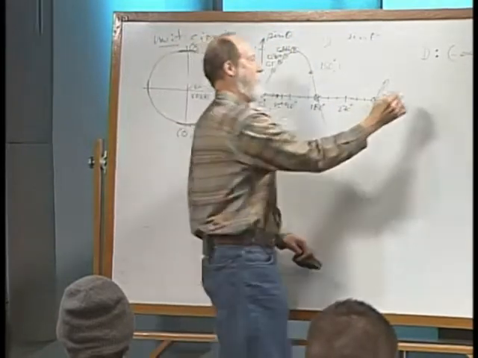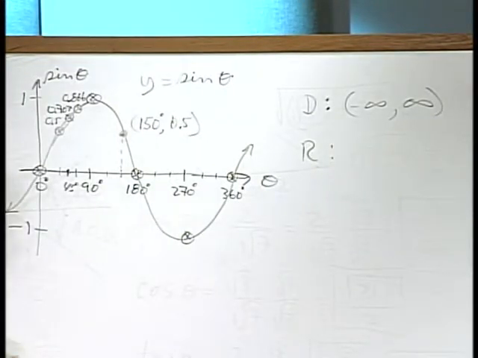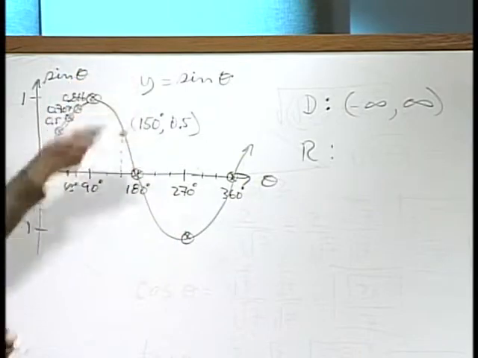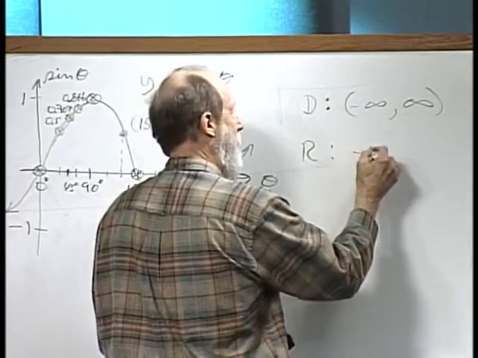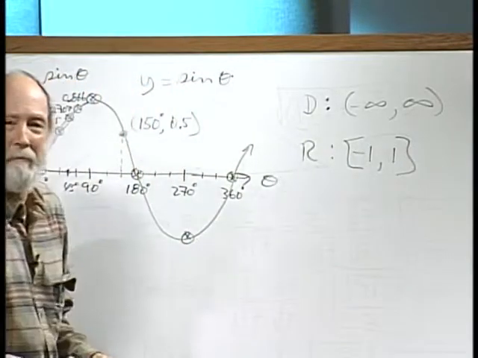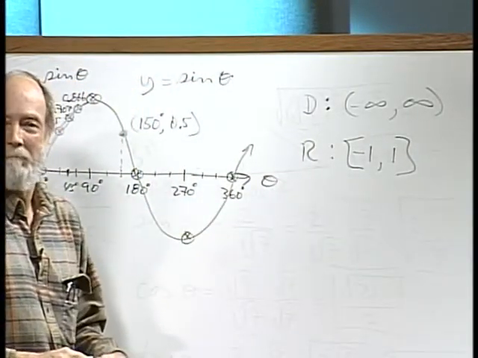What's the range? The output values, right? The output values rising and falling between -1 up to 1. And we always write these from smaller to larger. Interval notation is what we're using frequently.